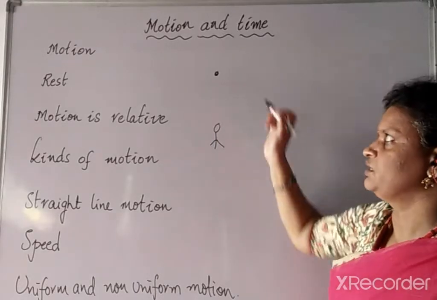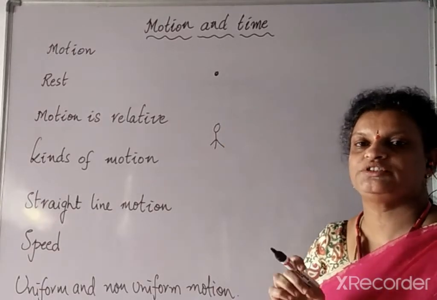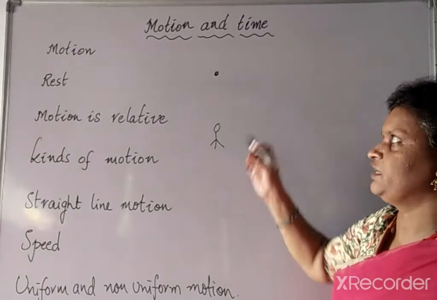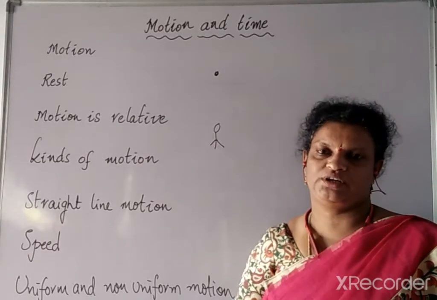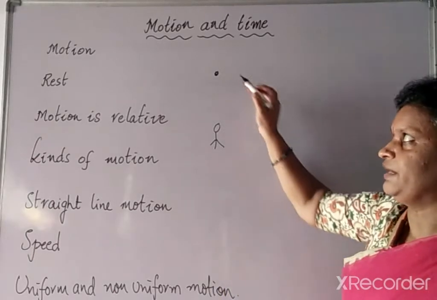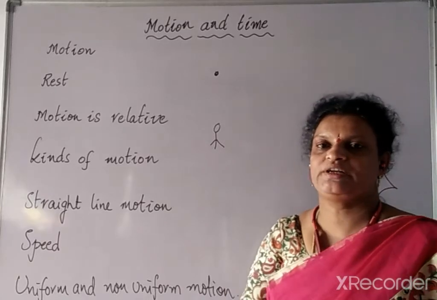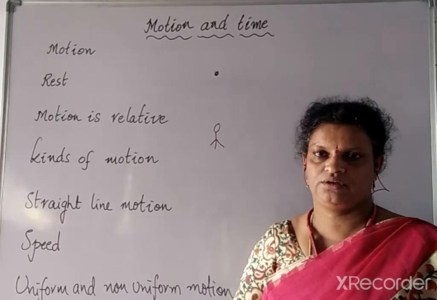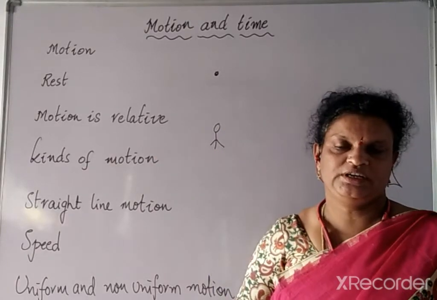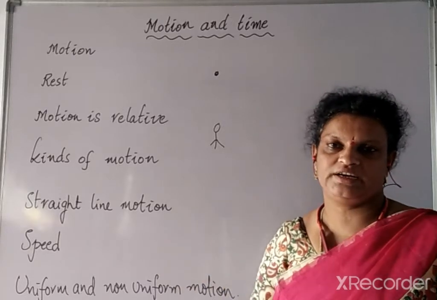It means the object's position is not changed. If the object's position is changing along with the time, we say that the particular object is in motion. It may be a vehicle, it may be a person or anything. If the position of the object is changing, we say that as motion. If the position of the object is not changing, we say that it is at rest.